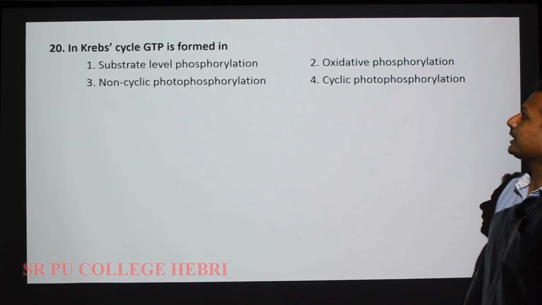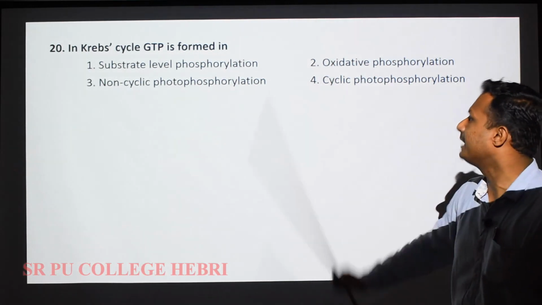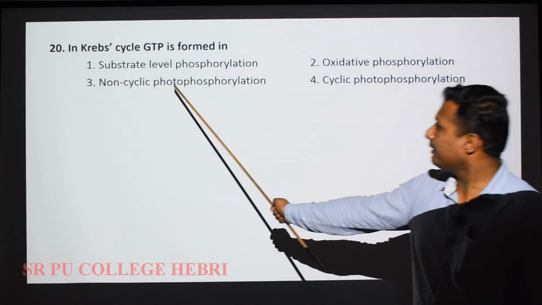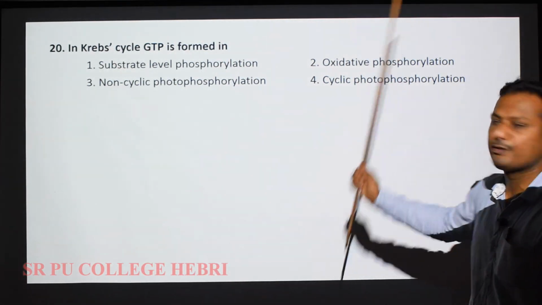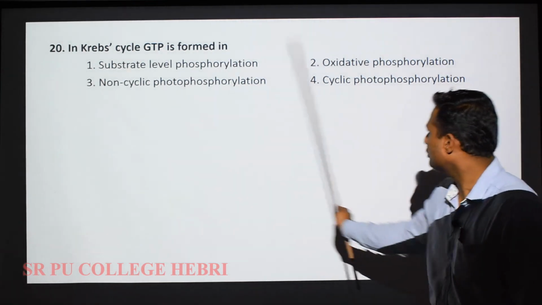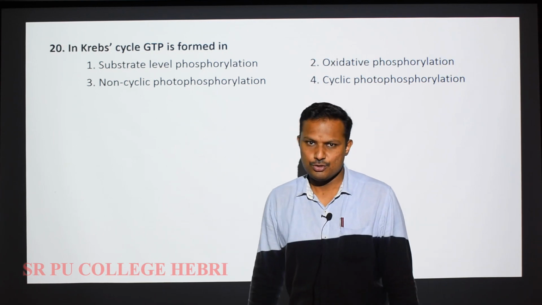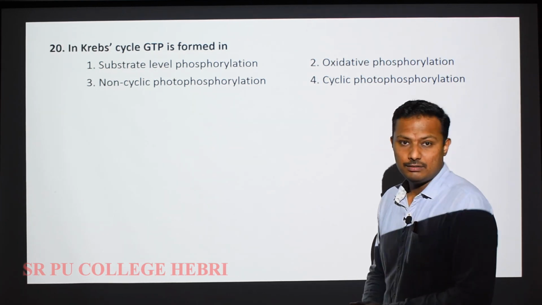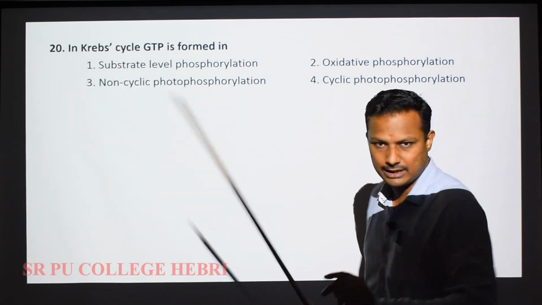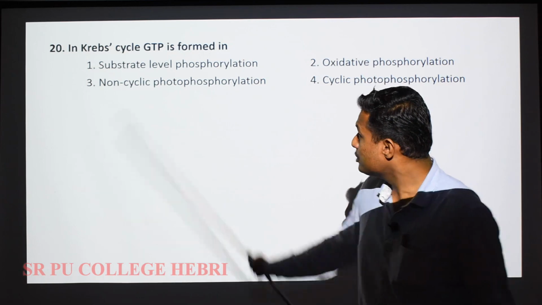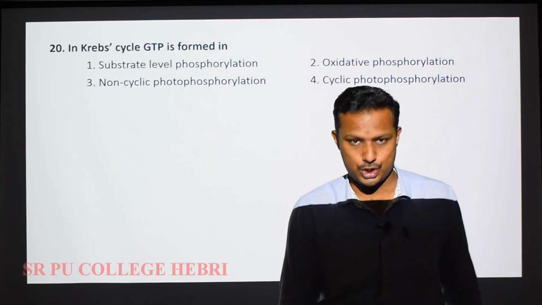20th one, in Krebs cycle, GTP, that is guanosine triphosphate, is formed in substrate level phosphorylation, oxidative phosphorylation, non-cyclic phosphorylation, or cyclic phosphorylation. Non-cyclic and cyclic phosphorylation are a part of what? The light reactions of the photosynthesis. So it is like a 50-50 option now. So these two options we can remove. Let us remove non-cyclic and cyclic, because these are a part of the light reactions. So we are left with only two options: substrate level and oxidative phosphorylation, right?